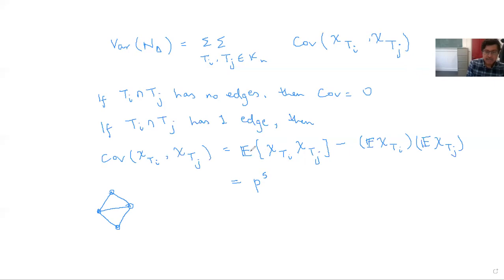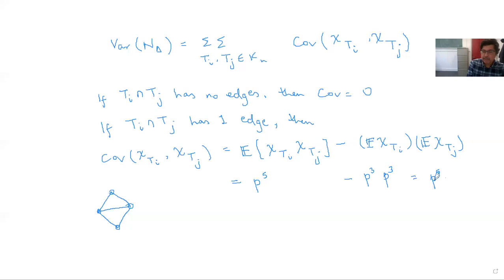Okay, so for both these indicators to be 1, all 5 edges have to be present, and that has probability p to the 5. Minus the product of the expected values. For the first triangle T_i, 3 edges have to be present. The probability of that is p cubed, and the same for the second triangle, so that's p cubed as well. So the covariance is just p to the 5 minus p to the 6.